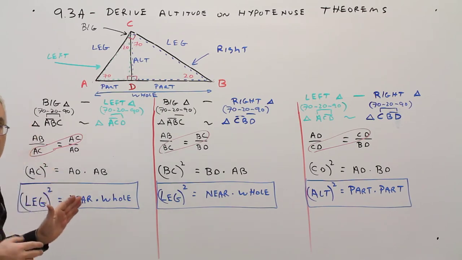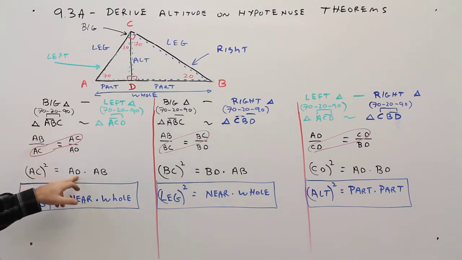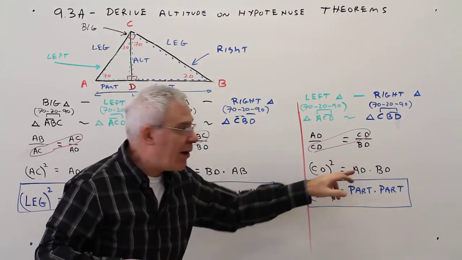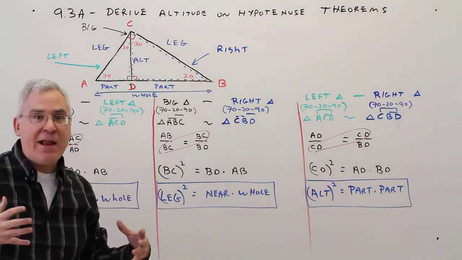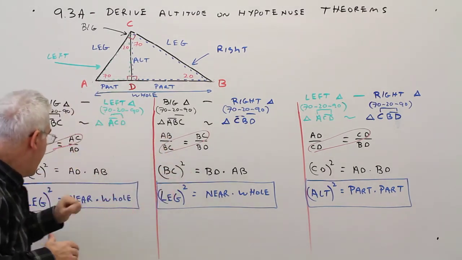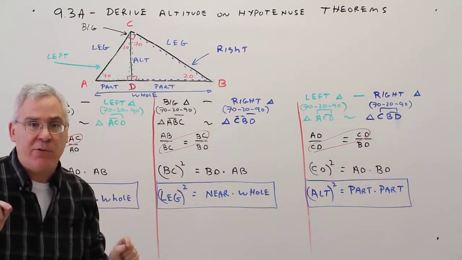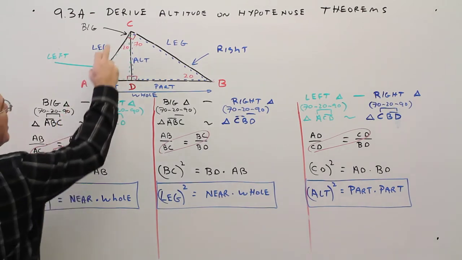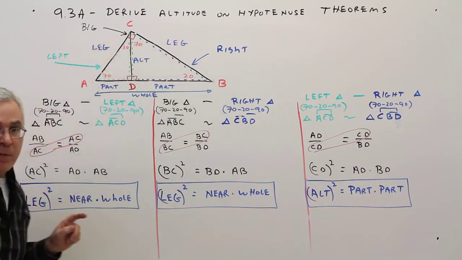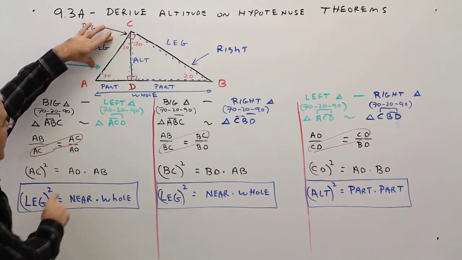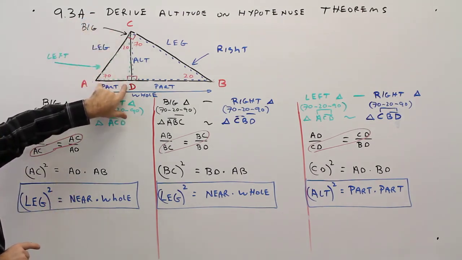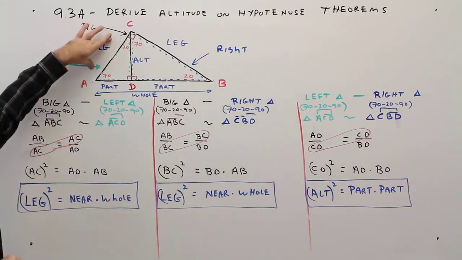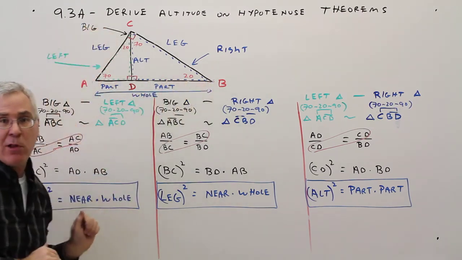And then all I did is I cross multiplied. So AC squared equals AD times AB, BC squared equals BD times AB, and CD squared equals AD times BD. Then, there's no way you're going to remember this, but these boxes are the thing that you can remember. So then I went to my triangle. AC is really a leg. So I'm going to remember this as leg squared equals AD is the near part, and AB is the whole part. So I'm just going to remember leg squared equals near times whole.